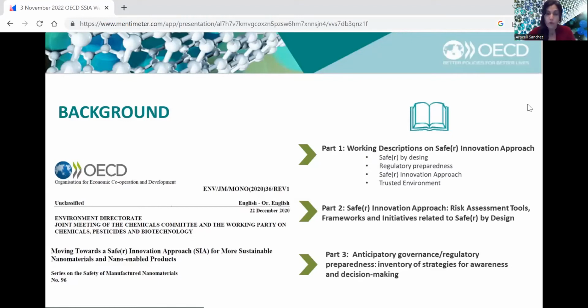So the report focused on safer by design, and sustainability was not specifically addressed. Although some of the tools included in this part did include a sustainability assessment, like, for example, life cycle assessment or socioeconomic assessment. However, the Working Party on Manufactured Nanomaterials agree on the need to integrate sustainability in the working descriptions and to move from a safer innovation approach to a safer and sustainable innovation approach. So what we are doing now is to update this inventory of tools. Next slide, please.